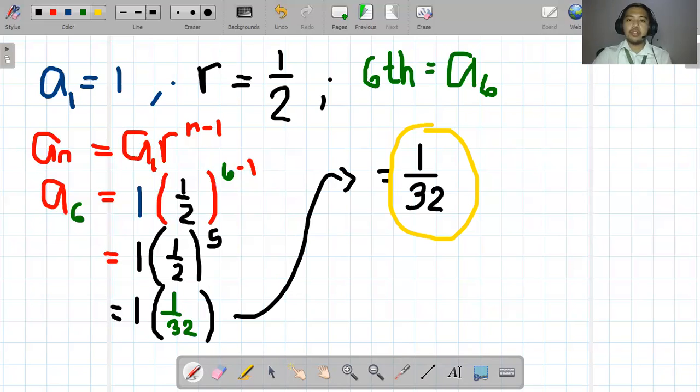Pero masabtan na po. Part 3 is the sum of infinite and finite geometric sequence, okay?